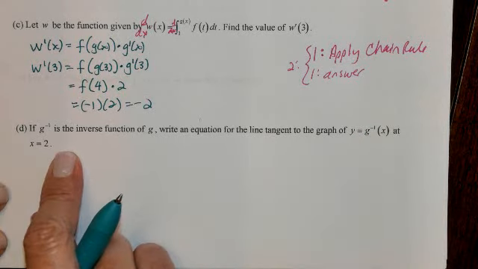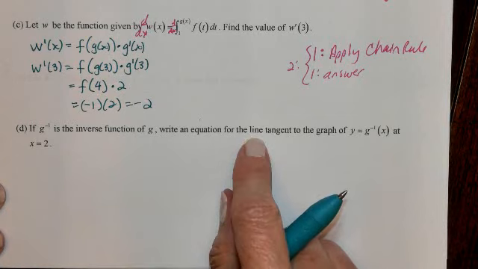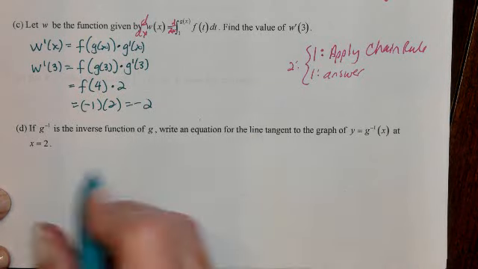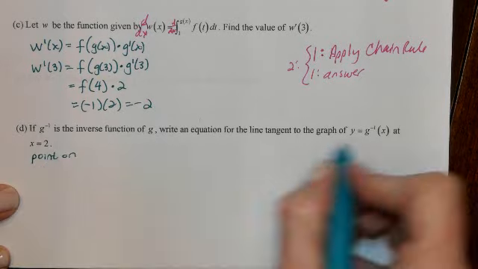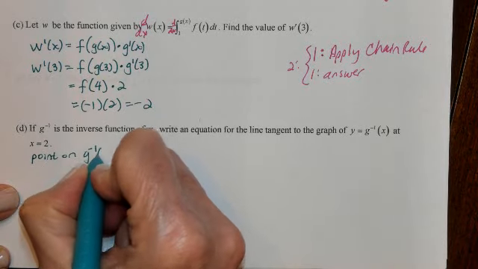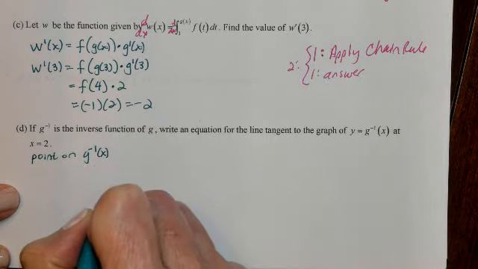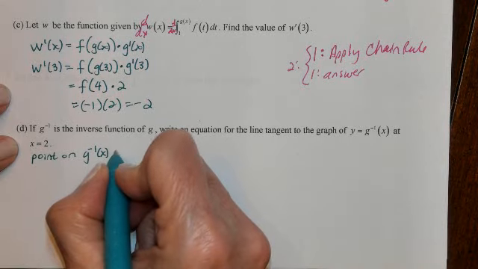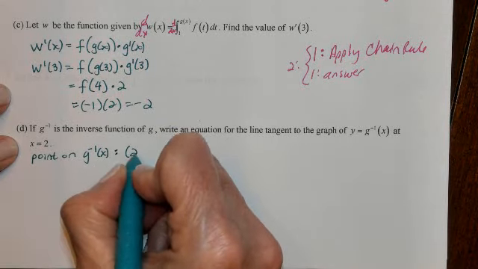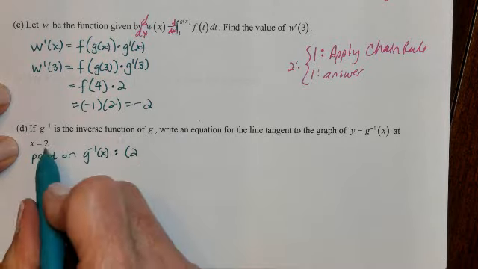So I know for the equation of a line, I need a point and a slope, right? I need a point and a slope. So for the point, I need the point to be on G inverse, right? Need the point to be on G inverse. And I know that the x coordinate is 2. I know that from right here.